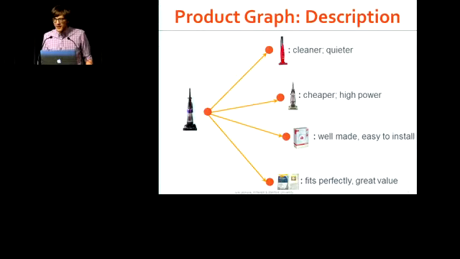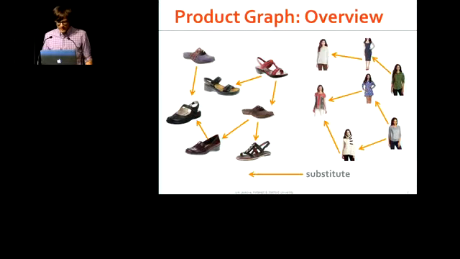Another thing we would like to do is not only discover these relationships, but also be able to explain them. In a sense, to say how two products relate and how one is different from another. So in this toy example, you may want to say that one vacuum cleaner is quieter or cleaner than the other, or is more high power, and so on and so forth, right? So this is what we'd like to do.